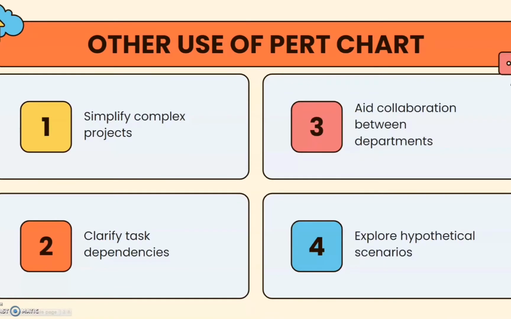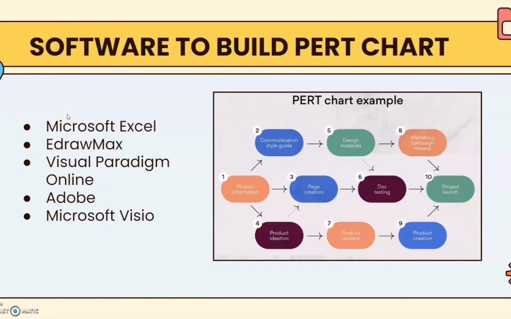These are other uses of a PERT chart. First, a PERT chart is used to simplify complex objects. Second, it is used to clarify task dependencies. Third, it is used to aid collaboration between departments. And lastly, it is used to explore hypothetical scenarios. There are actually various online software tools that can be used to create a PERT chart. Among those are Microsoft Excel, Edraw Max, Visual Paradigm Online, Adobe, and Microsoft Visio.